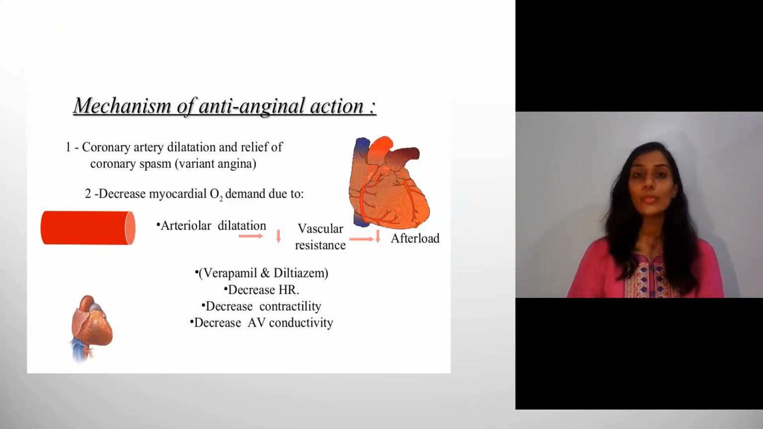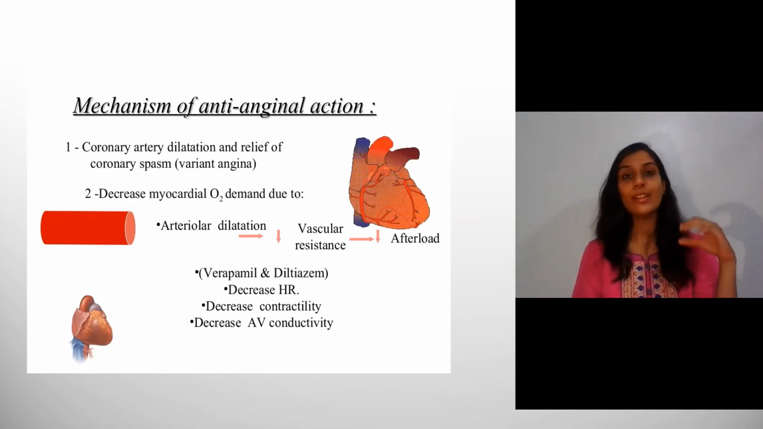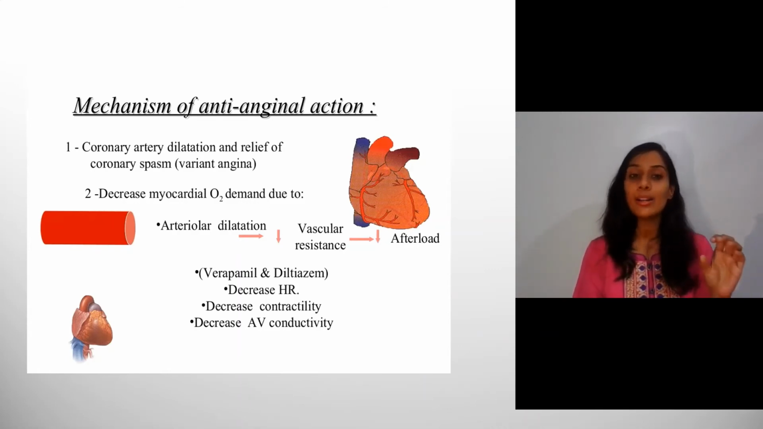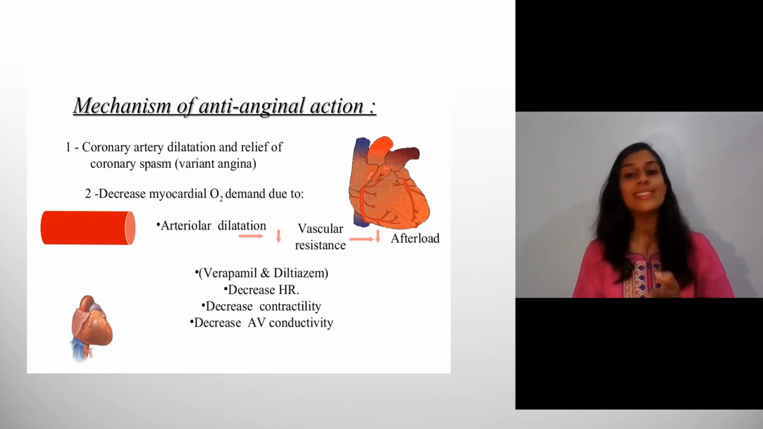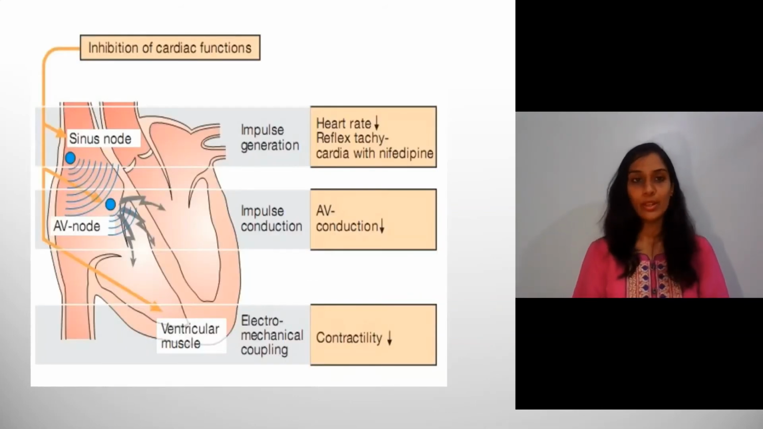Now, as I've told, the mechanism of calcium channel blockers, in this case verapamil and diltiazem, is explained as follows: it causes coronary artery dilatation, and this causes relief in coronary artery spasm, right, which decreases myocardial oxygen demand, which decreases vascular resistance and decreases the afterload. All this decreases heart rate, contractility, and AV conductivity. Now, next is nifedipine, right. So nifedipine causes inhibition of cardiac functions. How inhibition?